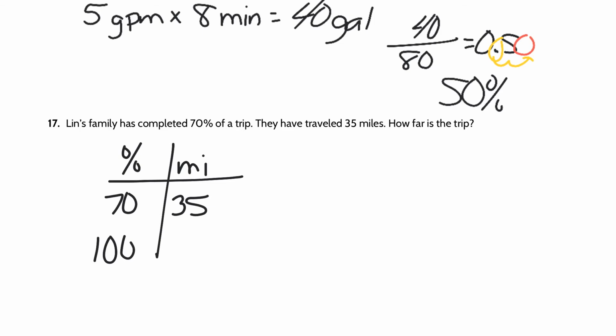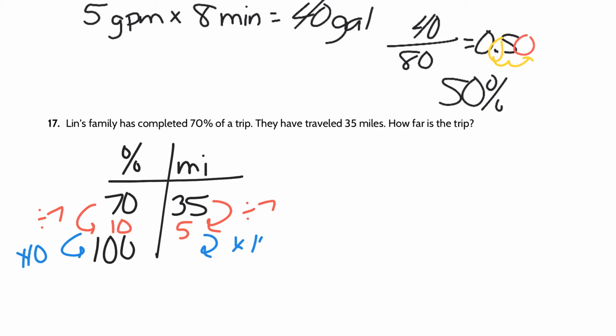And so we could use the table here, because if we break this down to 10, we can divide by 7 there. And 35 divided by 7 is 5. And then our last step, 10 times 10 gets me to 100%, and 5 times 10 gets me to 50. So how far is the trip? 100% of the trip is 50 miles.